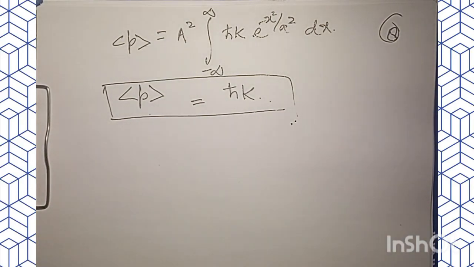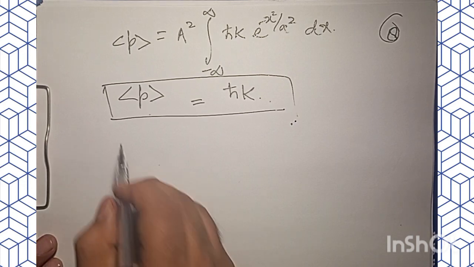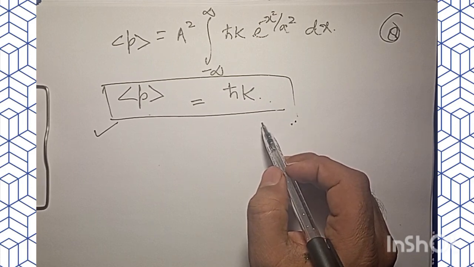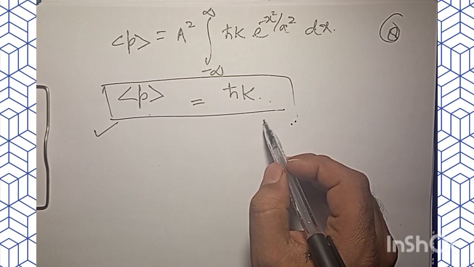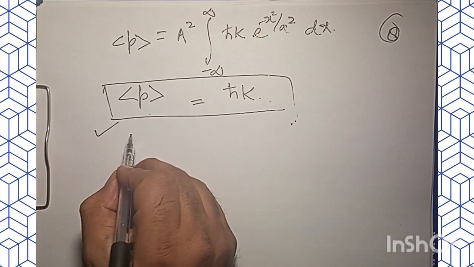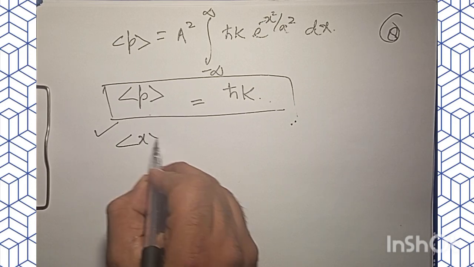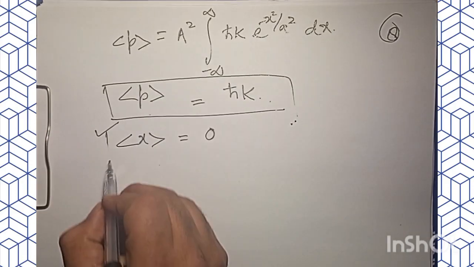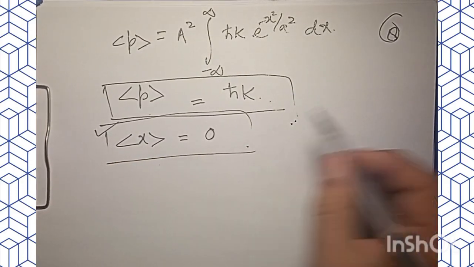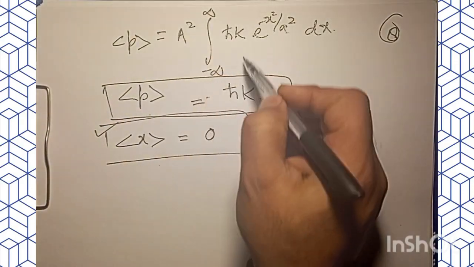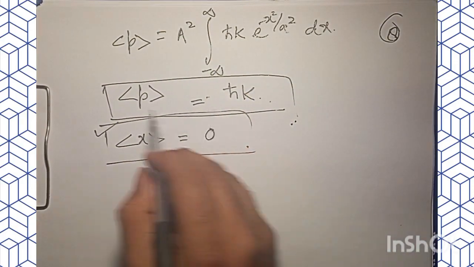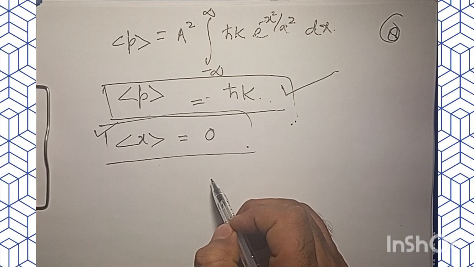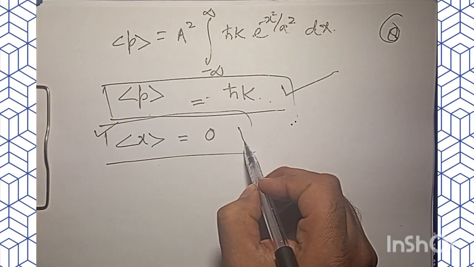So the expectation value for momentum comes out to be h cross k, which is evident, as it should be valid for the wave packet. And the expectation value for position, for the wave function that was given in this problem, comes out to be 0. Everything else here comes out to be equal to 1. So that's why we have the expectation value for momentum equal to h cross k, and the expectation value for position equal to 0.